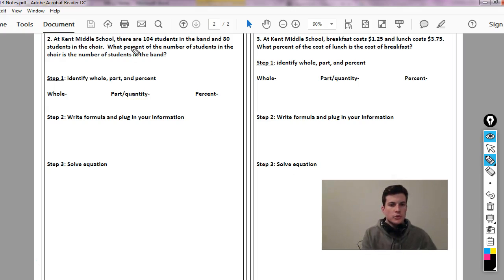Okay, at Kent Middle School, there are 104 students in the band and 80 students in the choir. What percent of the number of students in the choir is the number of students in the band? Go ahead and do step 1. Identify the whole, the part of the quantity, and the percent.